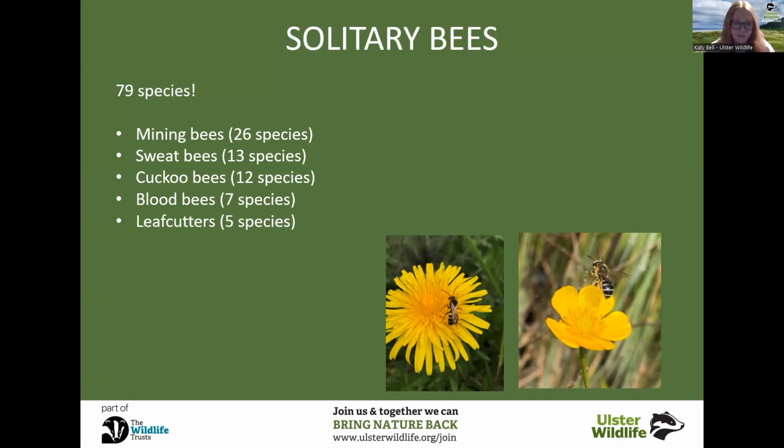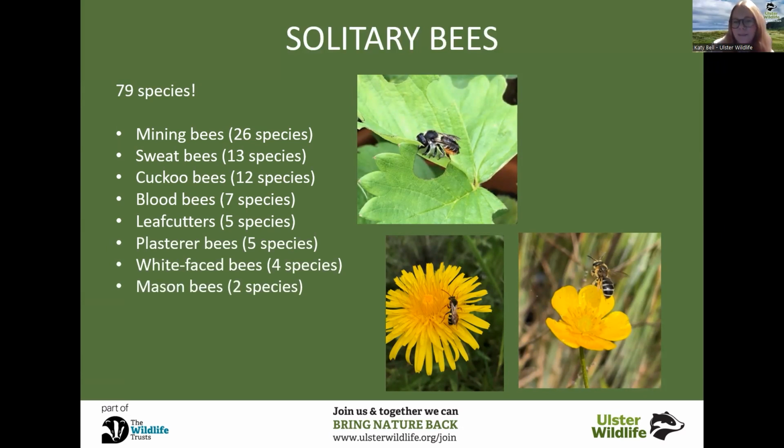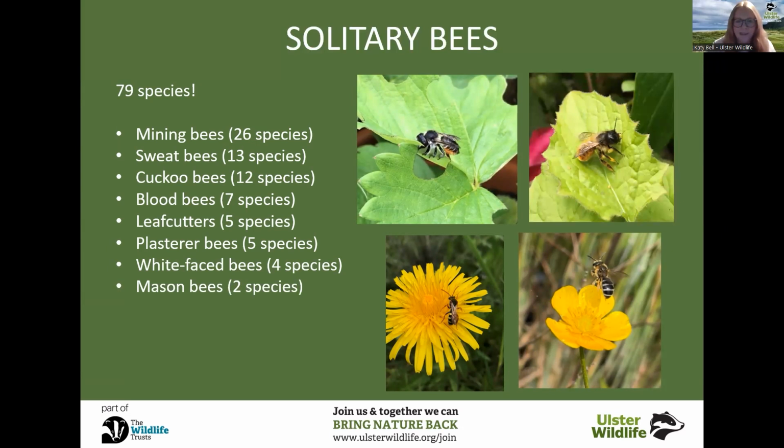Blood bees, we have 7 species. Leaf cutters, 5 different species. Love a leaf cutter. I've got a wee video one in a minute I will show you. Plaster bees, 5 species of those. Our white-faced bees, we've got 4 species. Mason bees, 2 species. This is the red mason bee, a little photo from my garden.